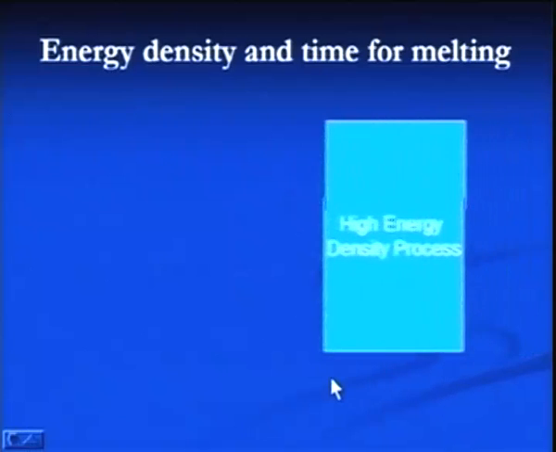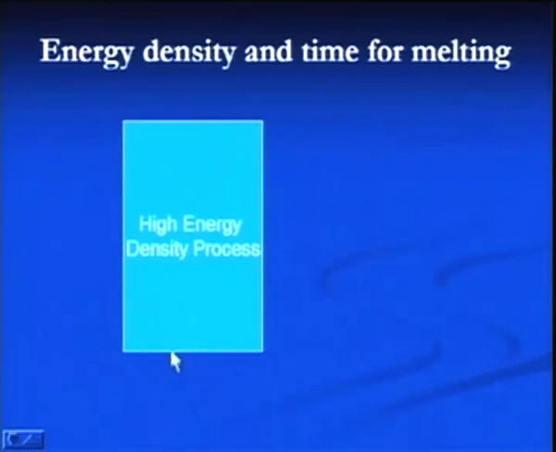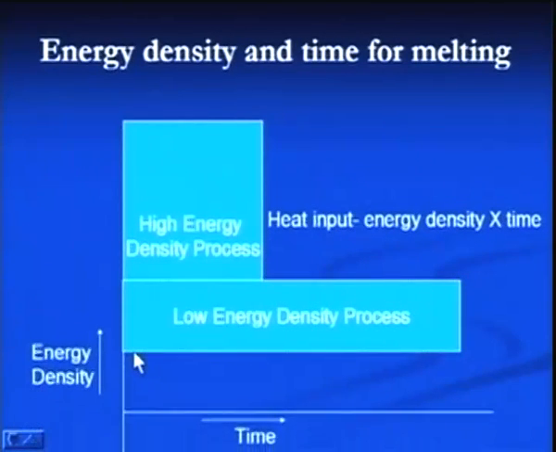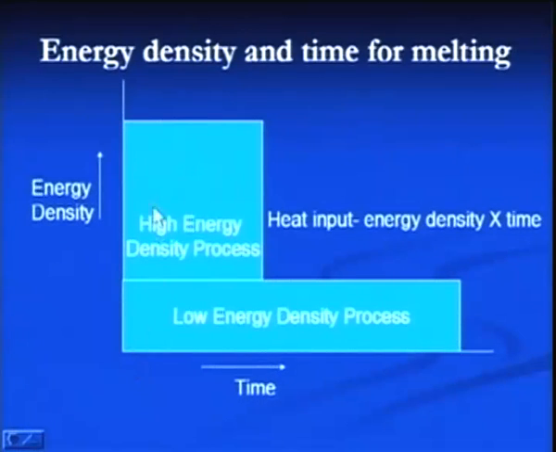So that effect you can see here. In this diagram it has been shown schematically that if the energy density is high, for a given amount of heat it takes less time, while a low energy density process takes longer to provide the same amount of heat. The heat input required for bringing the metal to the molten condition is determined by the base metal itself first. The heat input required for melting the base metal is equal to the energy density multiplied by the time.